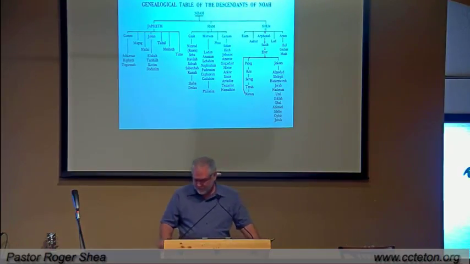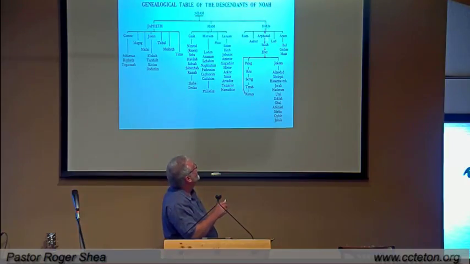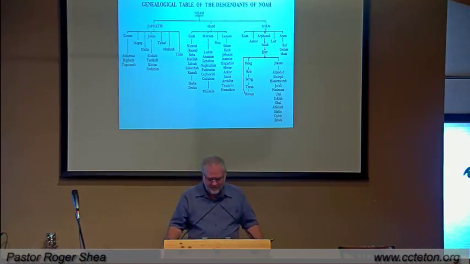Now, you'll notice the little red line there. You can see that probably. This is the bloodline of Jesus Christ, of the Messiah. Here's Abram, who's going to become Abraham. So we have Noah, comes through Shem. So keep that in mind as we study today.